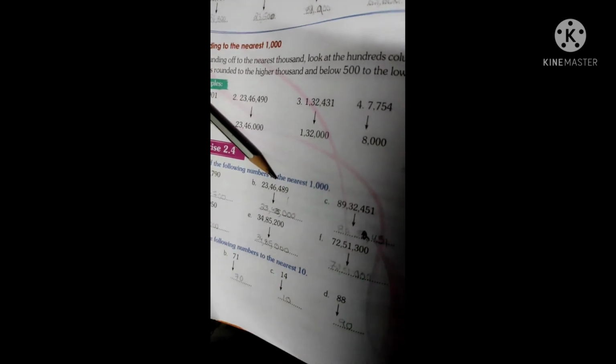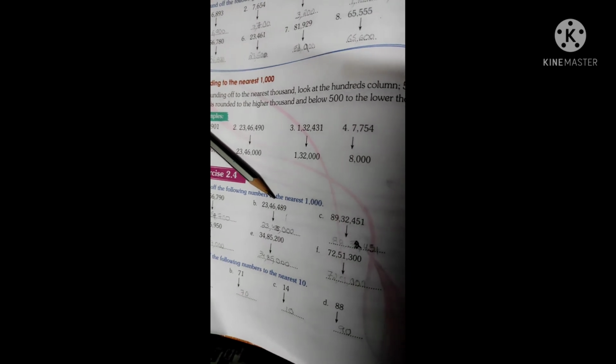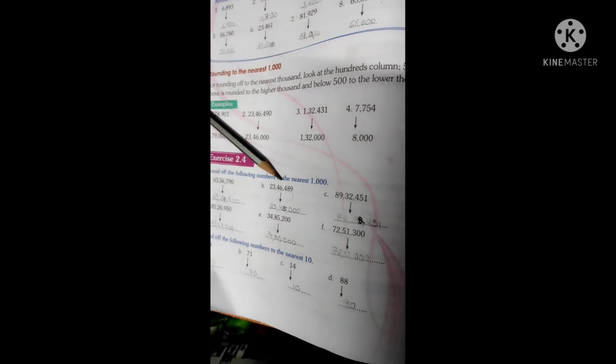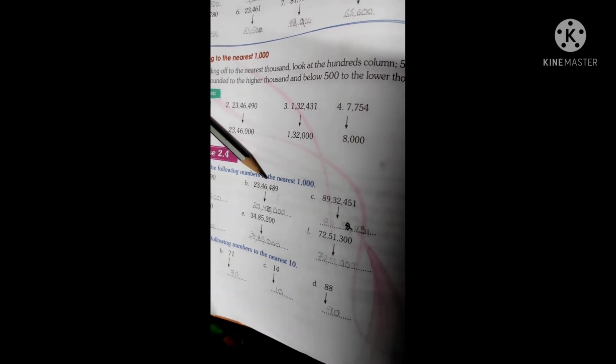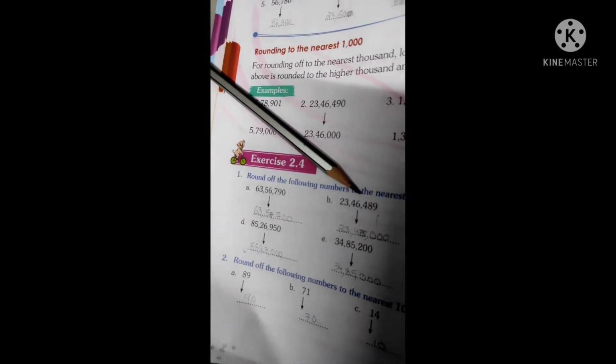So let's go to the next one. Rounding to the nearest thousand. For rounding off to the nearest thousand, look at the hundreds column. Five hundred and above is rounded to the higher thousand, below that to the lower thousand. For examples, here they are given. I think maybe you know this one also. So let's go to exercise 2.4. Round the numbers to the nearest thousand.